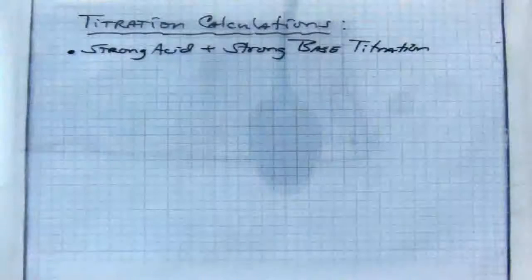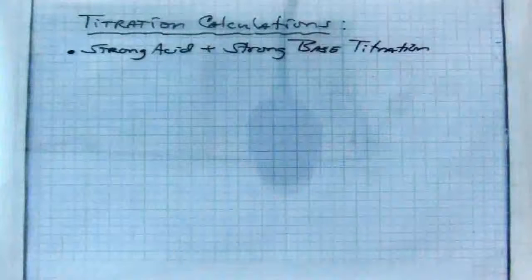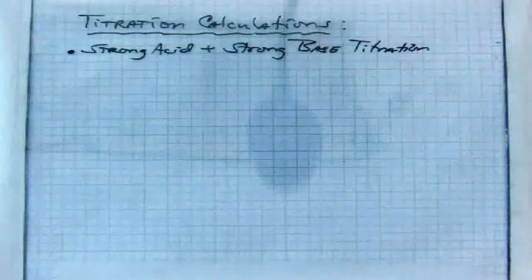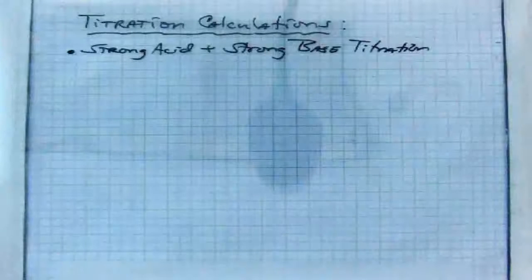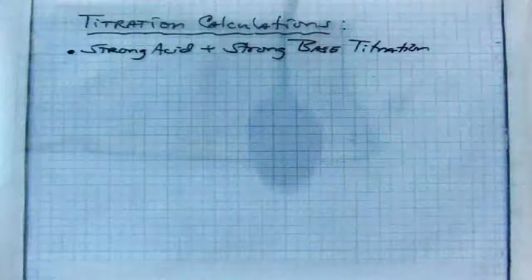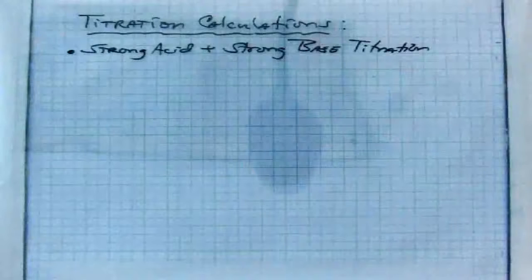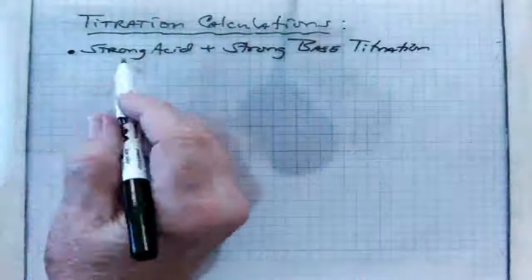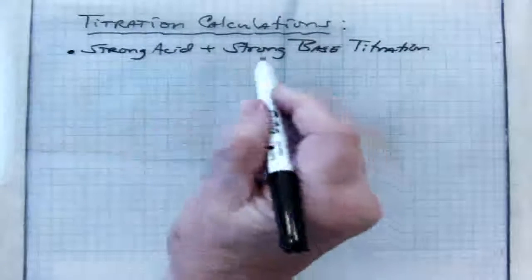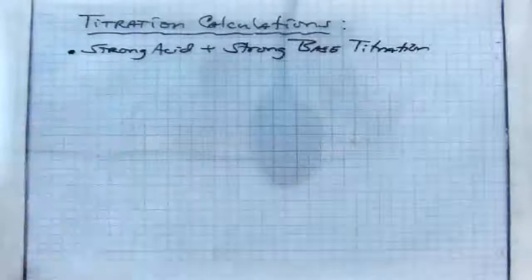All right, so finish up this chapter. We want to go through the stepwise calculation of pH values as a function of adding a titrant into a given solution. In this case, we're going to be titrating a strong acid with a strong base.